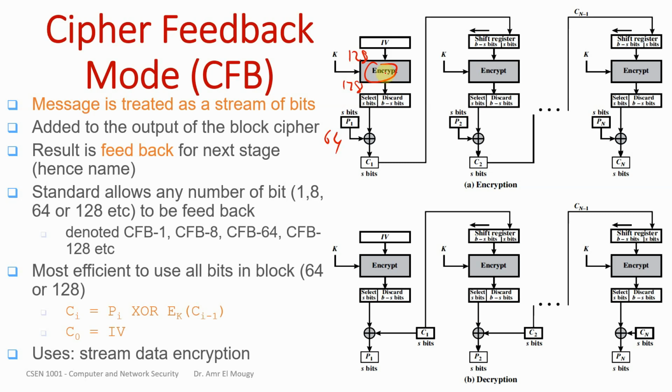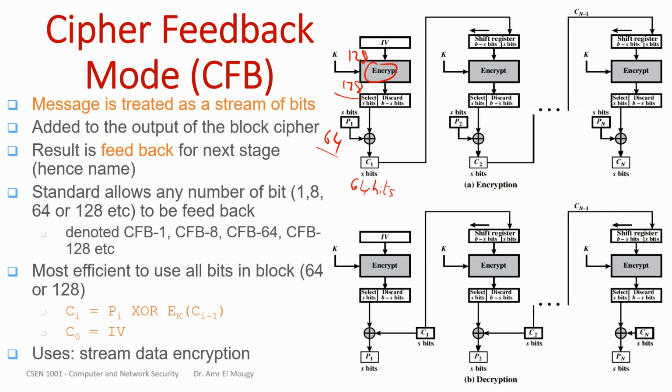So the output of the encryption algorithm is 128 bits, but you want to encrypt only 64. So out of these 128, you just select 64. And you XOR them with the 64 bits of plain text. Out comes 64 bits of ciphertext. Okay. So the entire trick here is that you pass the IV to the encryption algorithm. Out comes 128 bits, but you don't take all of them as ciphertext.